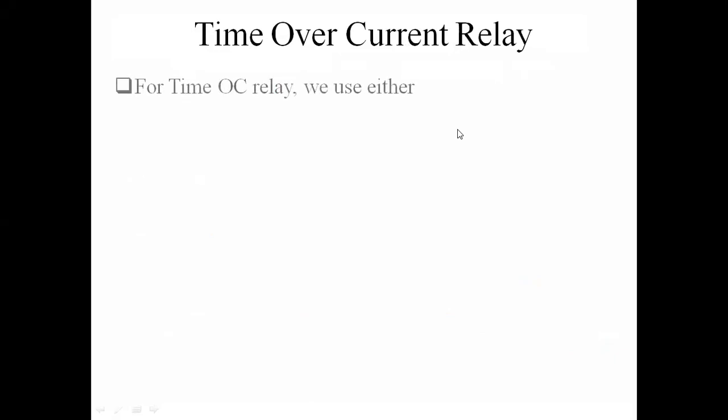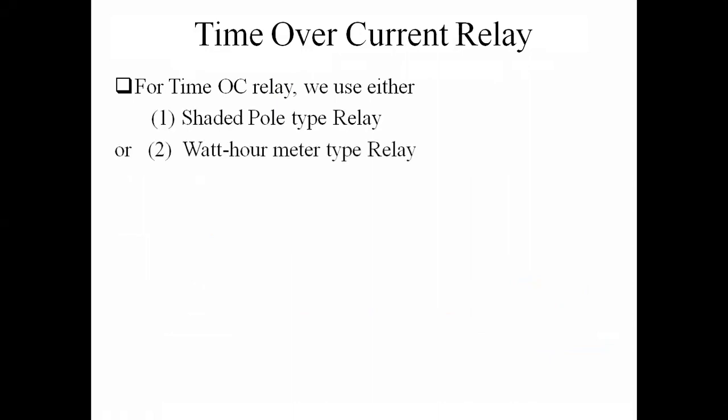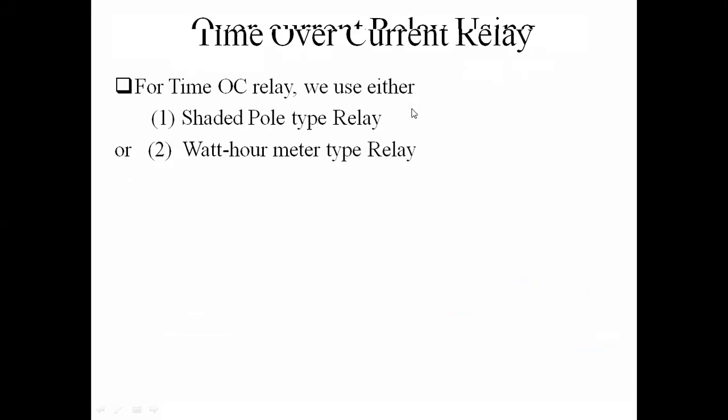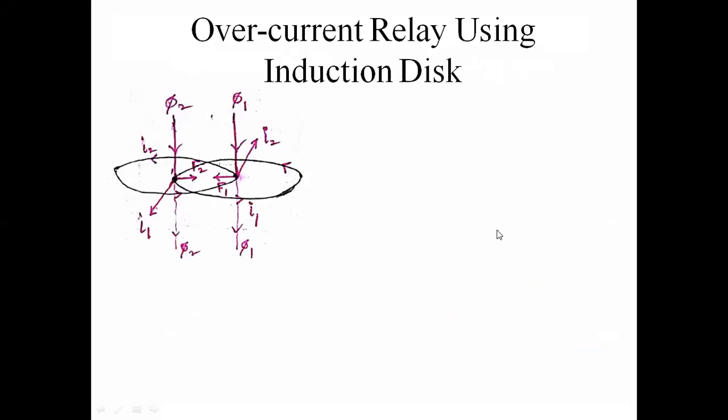Now, for the time over current relay, we can use either a shaded pole type relay or a watt hour meter type relay. These are the two types of induction type relay, induction disc type relay, or time delay over current relay.